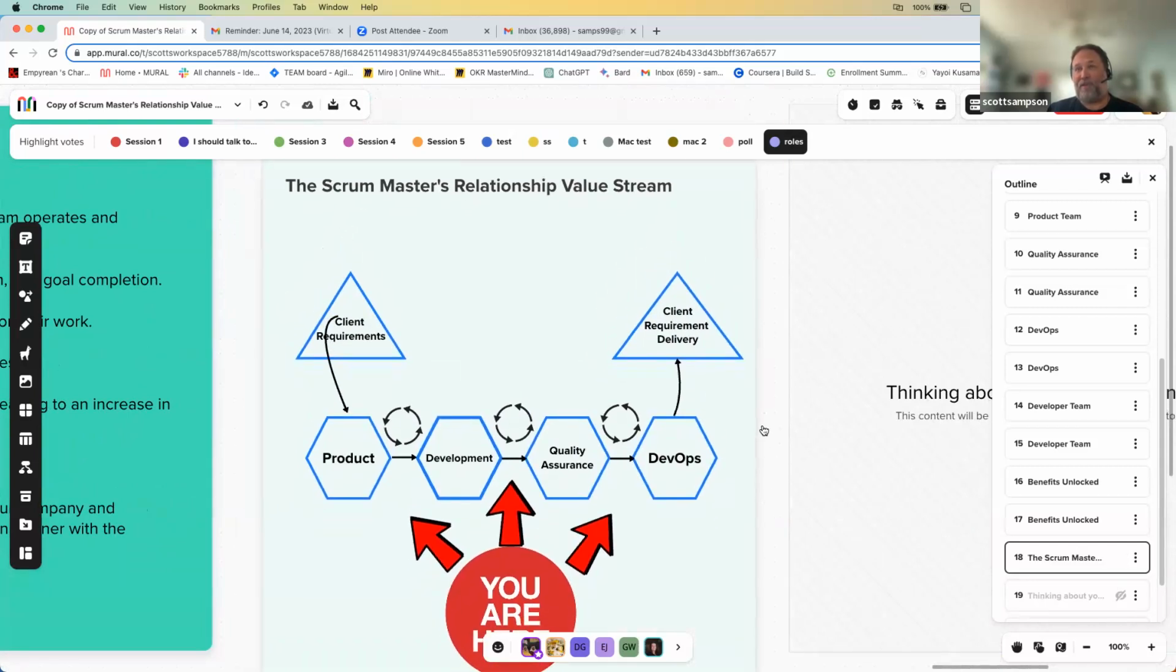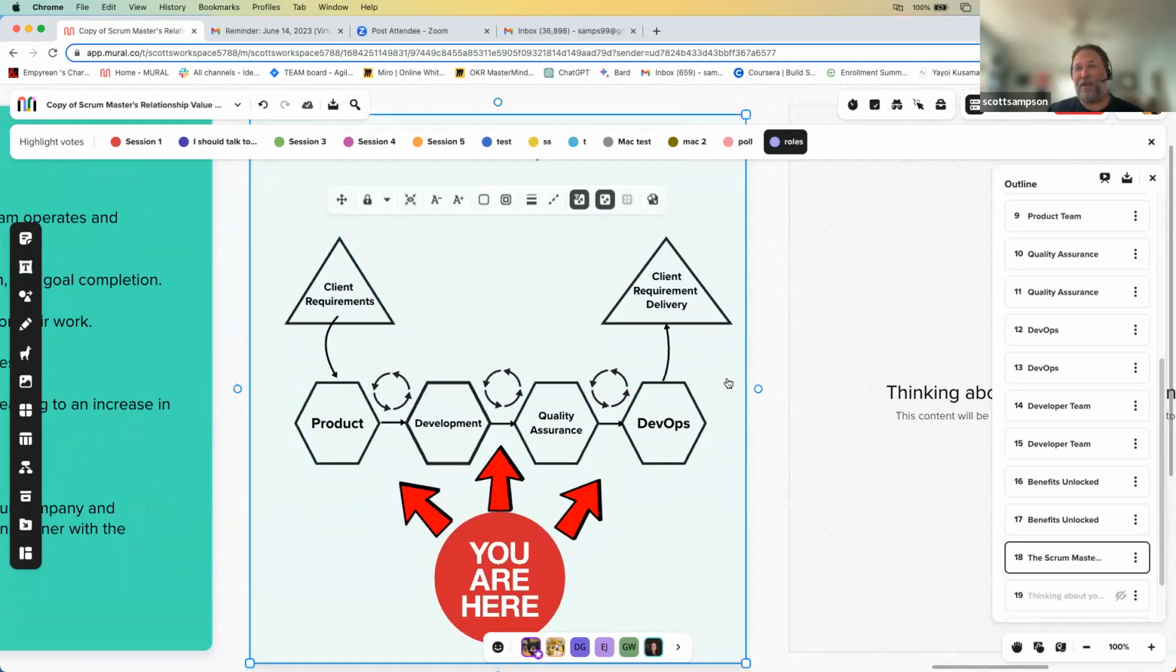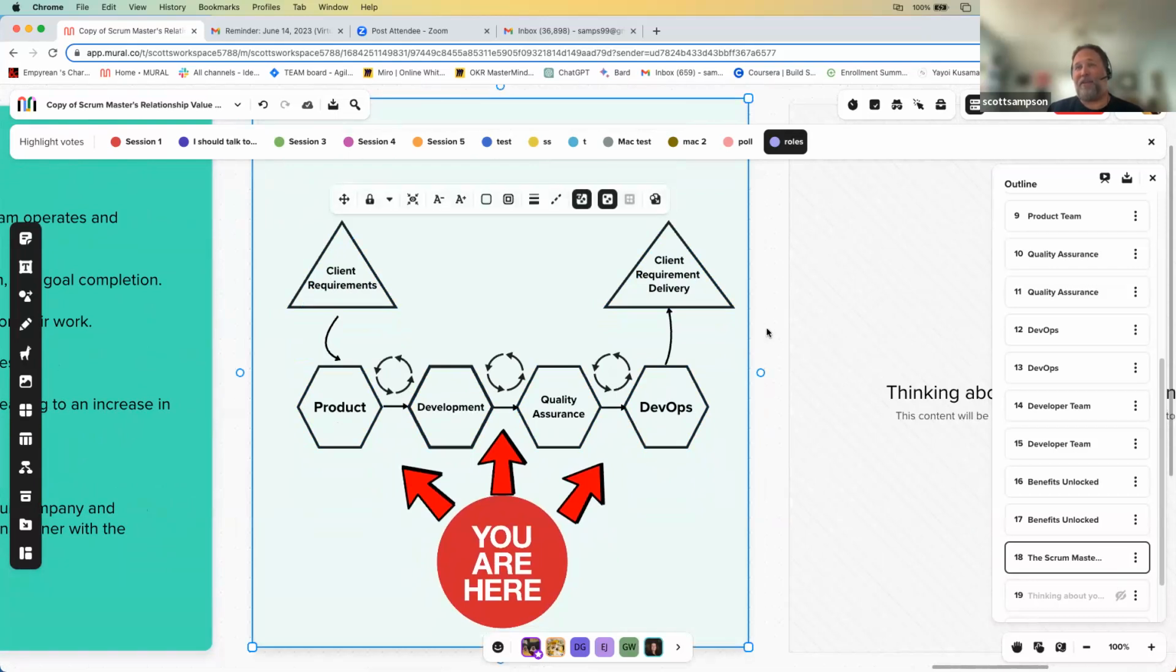So here's, in my mind, the completed, whoops, I ruined my own diagram. Here's the completed Scrum Master's relationship value stream in my mind. We filled in the question marks across the bottom here. Remember, we had the arrow, you are here, above development before we talked about the rest of the value stream.